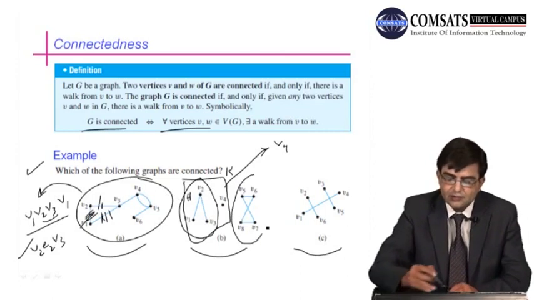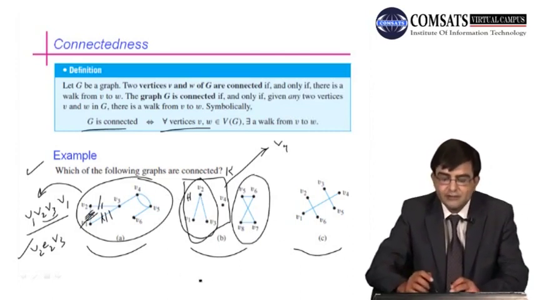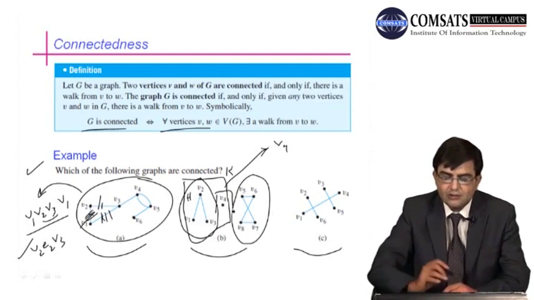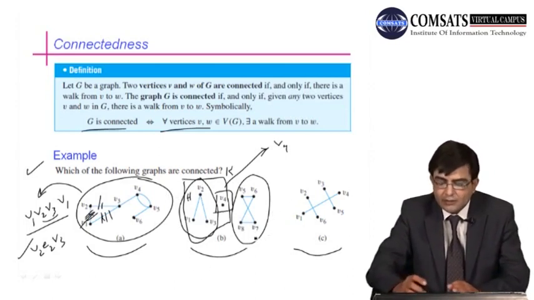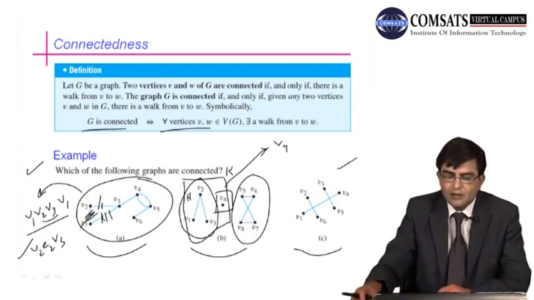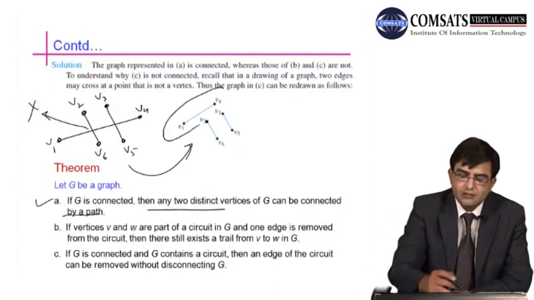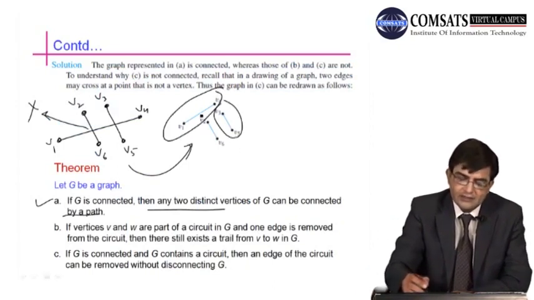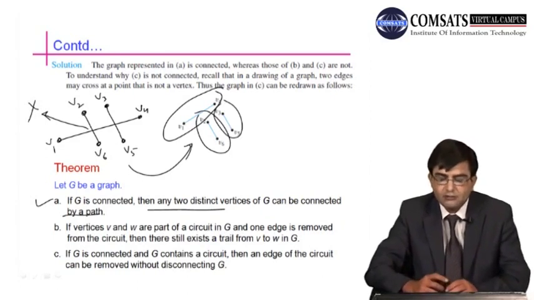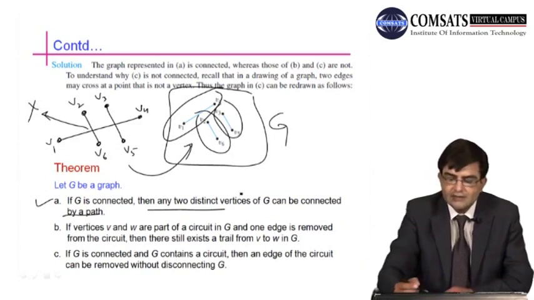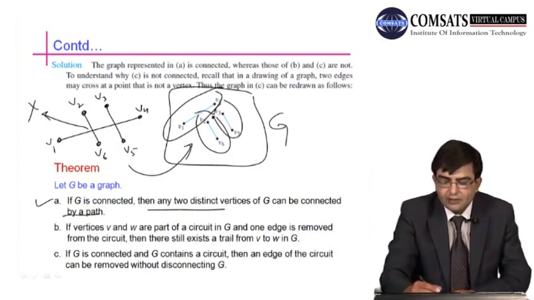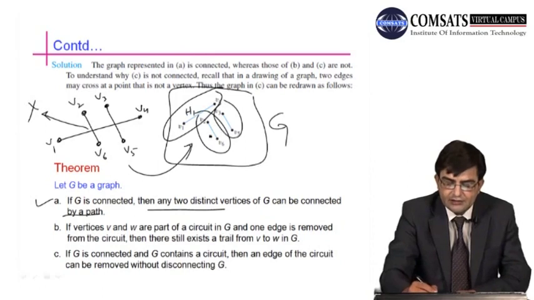Similarly, this is also a connected component of this whole graph G, and this is also a connected component of whole graph G. So there are three connected components of this whole graph G. Similarly, here also you have one connected component, another connected component, and a third connected component of this whole graph G. So it has three connected components. For example, this is H1, this is H2, and this is H3.